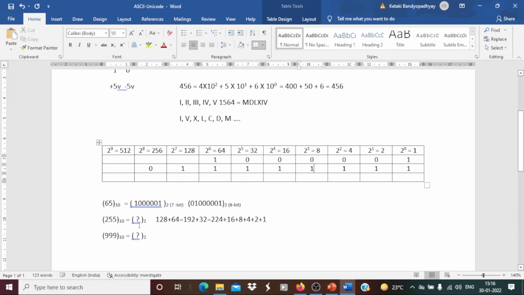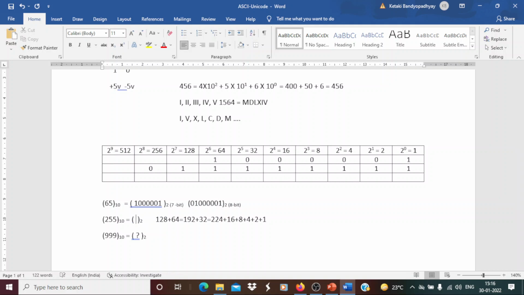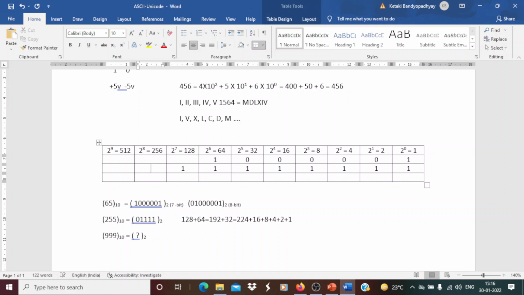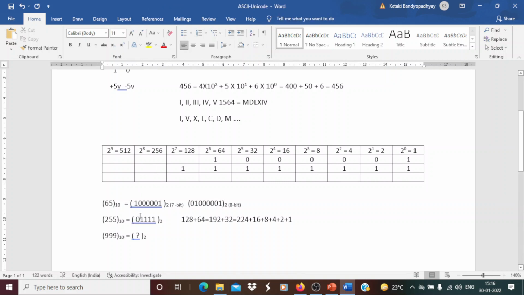So we are representing 1 1 1 1 1 1 1 1. So we can easily represent 255 decimal as an 8-bit ASCII. It is already 8-bit ASCII, so we do not have to add 0 here. So you see here, all 8 bits are 1. In this way you can convert any number.